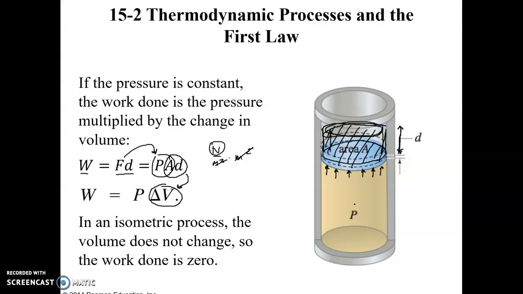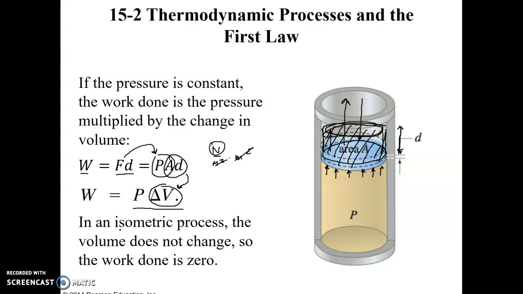So the work that is done by this gas inside this cylinder, if we were to raise this piston up, would be equal to the pressure times the change in volume. So by changing the volume, we're going to move the piston up and down, and that's going to do work, just like the cylinder in an engine.